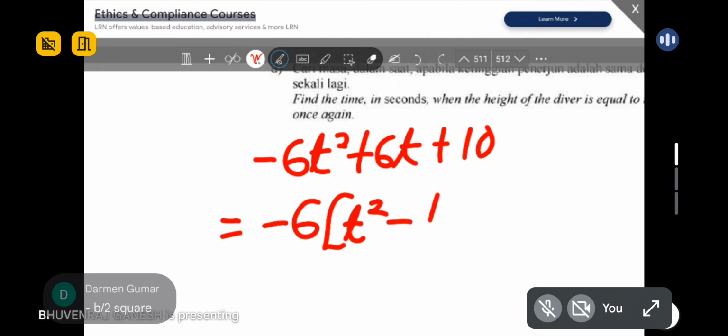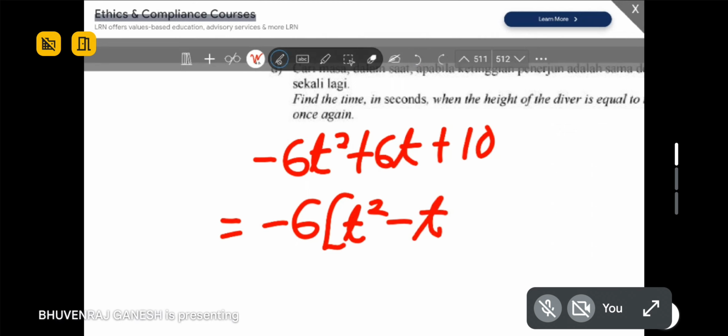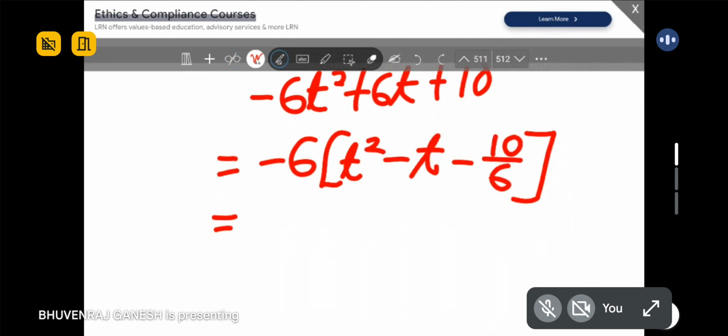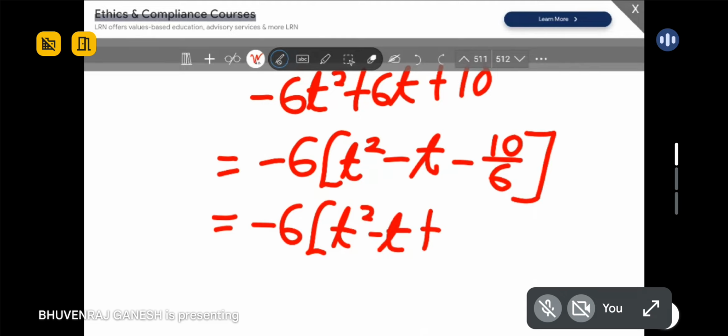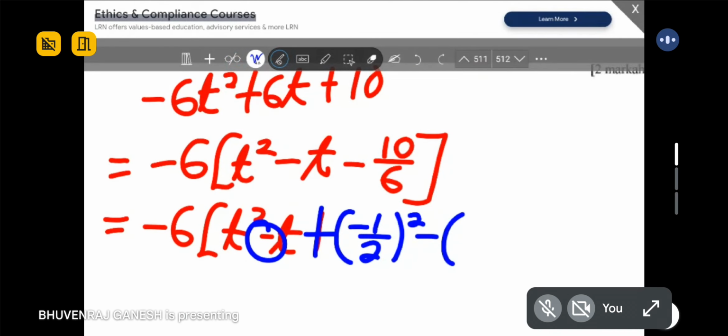So you will get like this and then like this. You just factorize, faktorkan, and then you plus (b over 2) square minus (b over 2) square. So you're going to plus after here. Let me use different color so that it shows you the step. So you plus (b over 2) square minus (b over 2) square. The b value is this one, guys, negative 1. Negative (b over 2) square. So then minus 10 over 6.